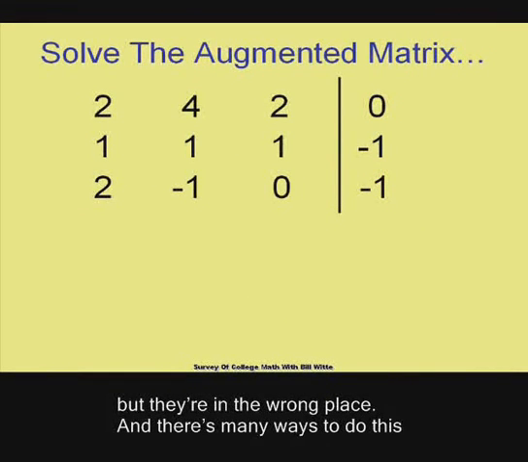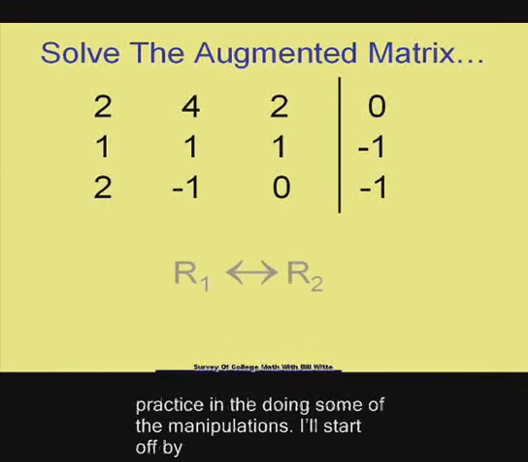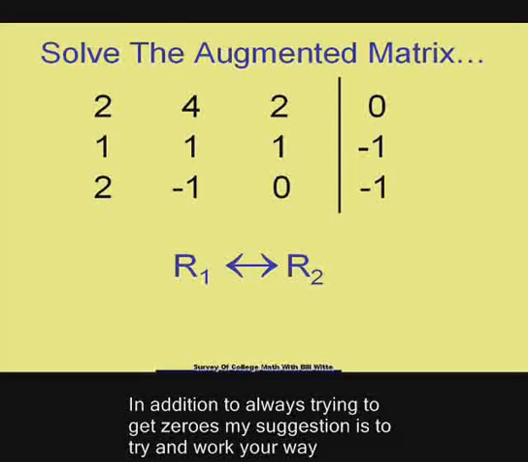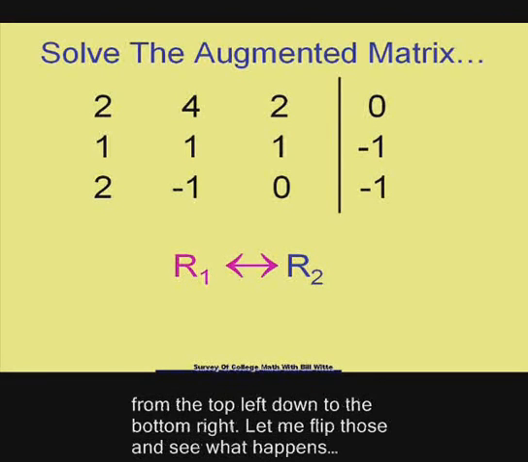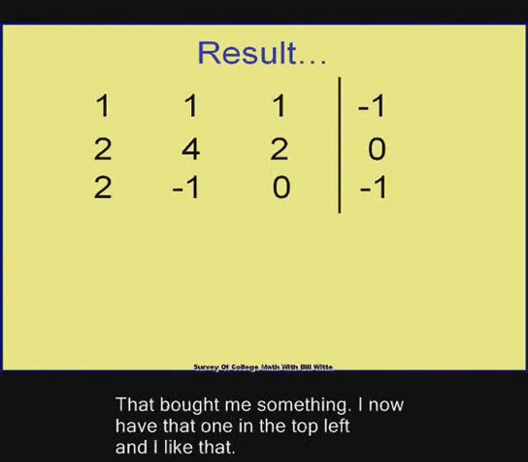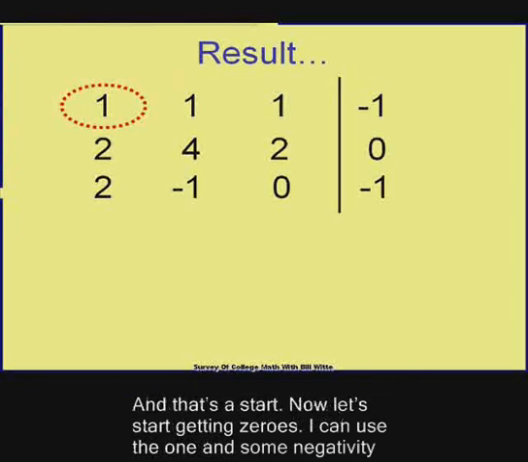There are many ways to do this, so don't think that my way is the only way. I'm just going to give you some practice doing some of the manipulations. I'm going to start off by flipping row 1 and row 2, because I love that 1 in the top left. In addition to always trying to get 0s, my suggestion is to try and work your way from the top left down to the bottom right. So let me flip those and see what happens. Okay, they're flipped, and that bought me something. I still have that 1 in the top left, and I like that. Well, that's a start.